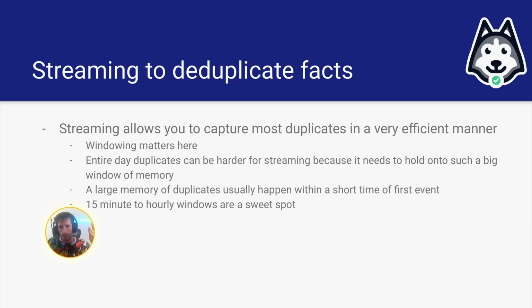You just say, okay, we saw this notification ID and we're going to hold on to it. And then if we see any duplicates over the next 15, 20, 30 minutes or whatever, then we can capture most of them that way, because a large majority of the duplicates happen in a short window after the first event. And so you can capture a large majority of the duplicates with streaming in a very small window.